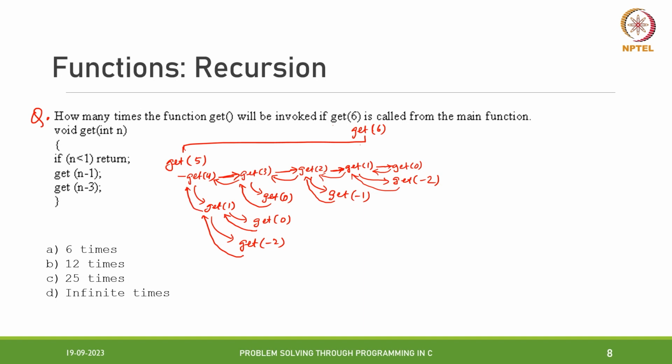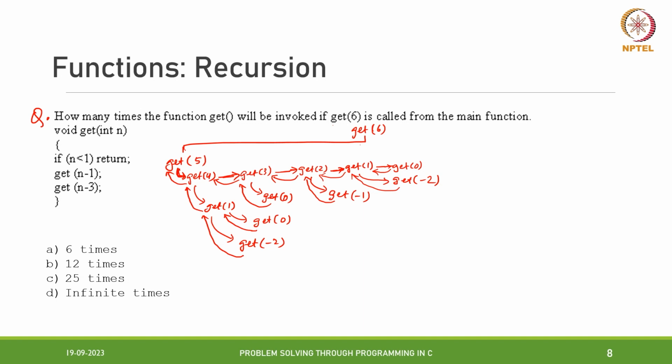Okay, now after the control comes back to get of 4, you can see that get of 3 has been done already, get of 1 has been done already, so no further statements in get of 4 to execute. So now get of 4 will send back the control to the function that called it. The function that called it was get of 5, so it will send back control to get of 5.